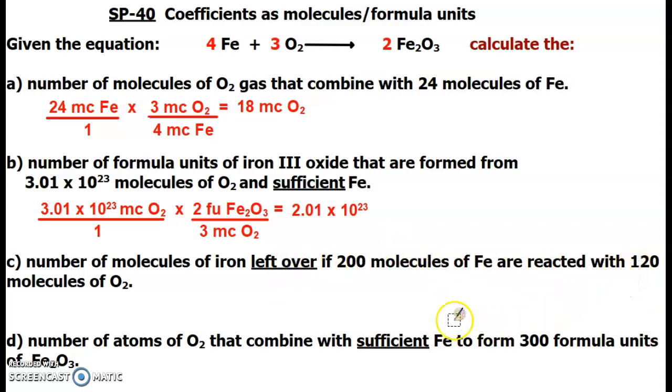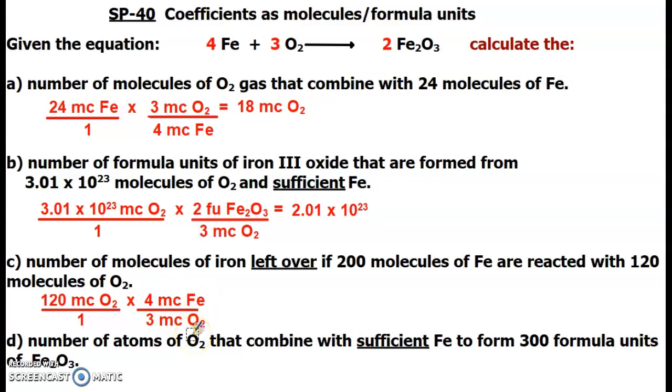And then what we're going to do is figure out how much iron we should have used and then subtract to figure out how much is left over. So we're going to start with the 120 molecules of O2. We're going to put it over 1. All right, we're still going back to the balanced equation. And from the balanced equation, it takes 3 molecules of O2 and it takes 4 molecules of iron. So the 3 molecules of O2 are going on the bottom and the 4 molecules of iron on top.